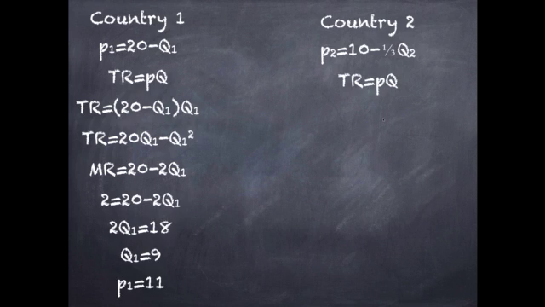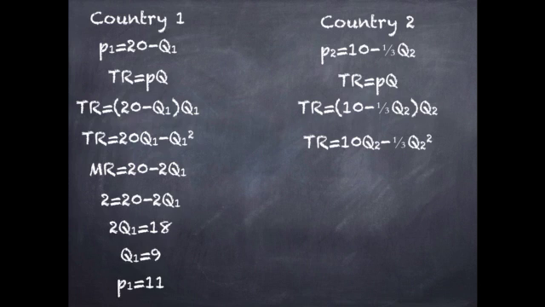So then we do the same thing independently for country 2. Total revenue is going to be price multiplied by quantity. So we end up with 10 minus 1/3 Q2, that product, multiplied by Q2. We multiply through by Q2, and we get total revenue is equal to 10 Q2 minus 1/3 Q2 squared. We take the first derivative of that, so we get the marginal revenue is equal to 10 minus 2/3 Q2.